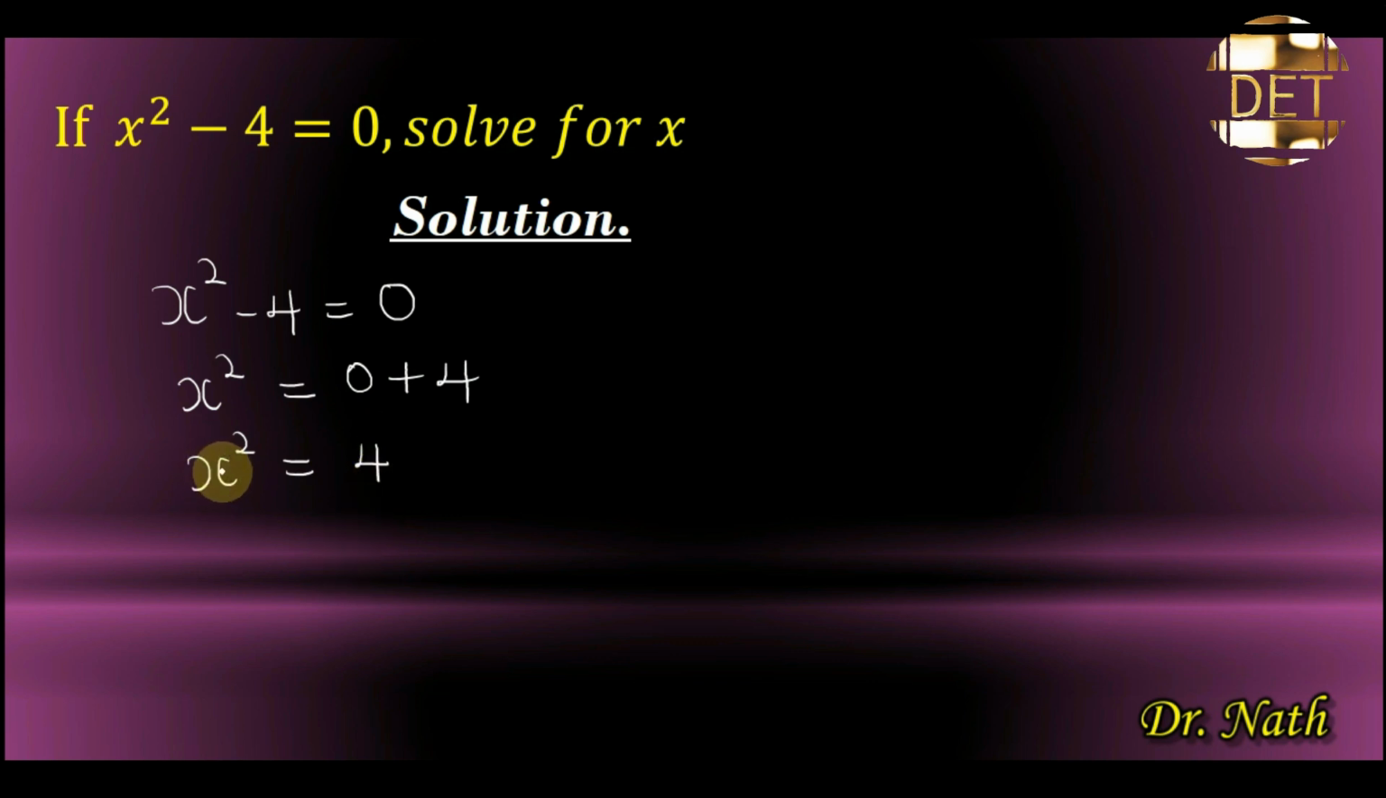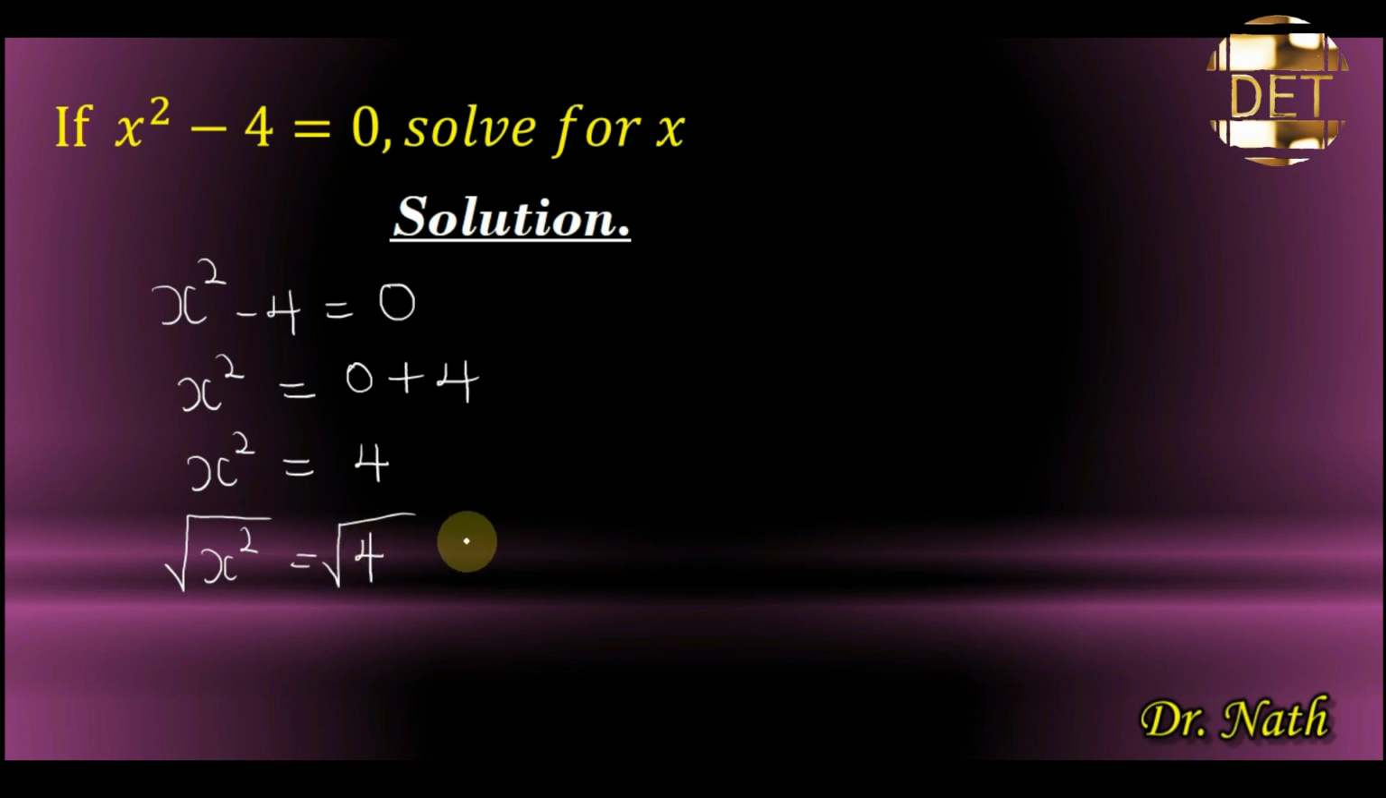To make this x stand alone, what we'll do is to find the square root of both sides of the equation. This is a general principle in mathematics. So x squared is equal to 4. Like I said, to make the x stand alone, we will look for the square root of both sides of the equation. Whatever we do to this side of the equation, we also do to this side. That is what makes it an equation.